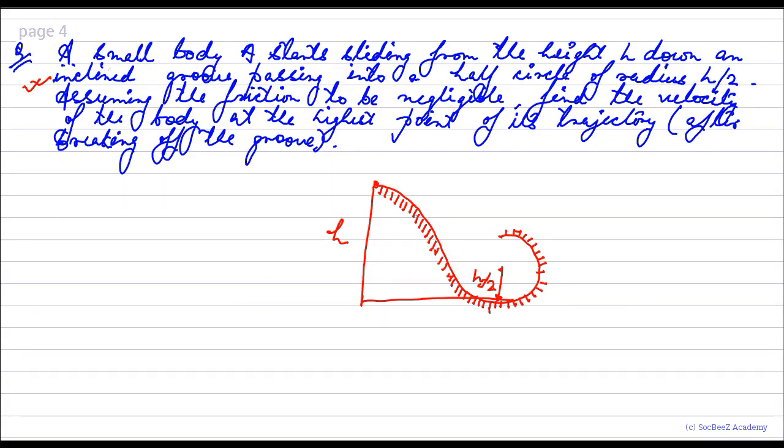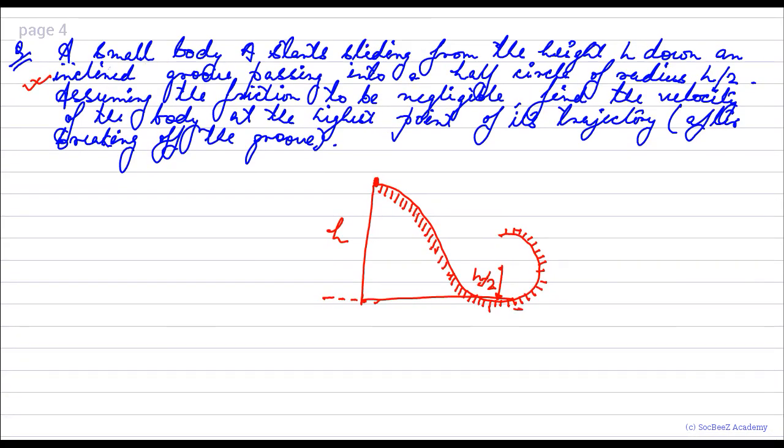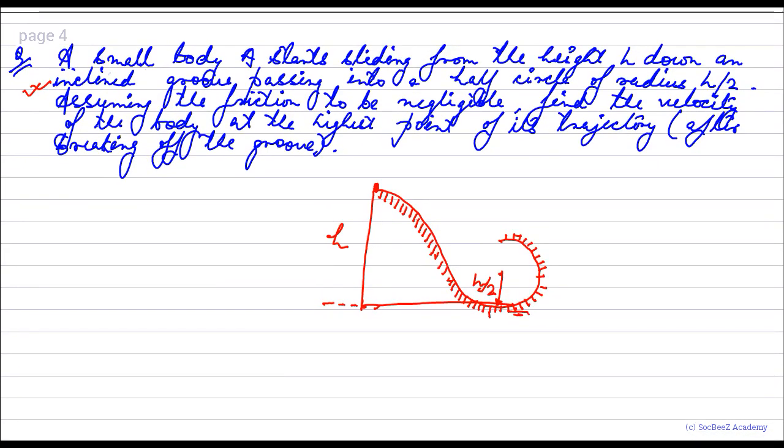Fine. So in this problem, I have a particle which is initially at this point at height h from the level ground. Now, after it has reached the bottommost point, it starts moving in a circular groove, which is of radius h by 2. Fine. So I need to find the velocity of the particle at the highest point of its trajectory. Let's say at this particular point it has some velocity v. It would definitely be directed in the rightward direction.